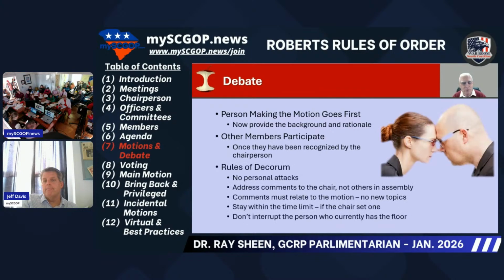There are several rules of decorum when speaking on a motion. First, there are no personal attacks. Next, all comments are directed to the chair, not to other members of the assembly. Also, the comments need to be related to the motion being debated. Don't bring up a new issue. Raise that issue at the appropriate time in the agenda.